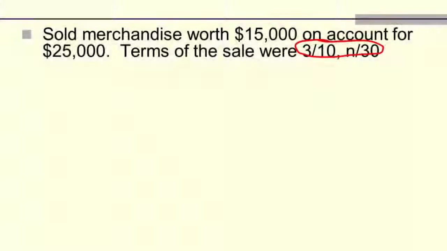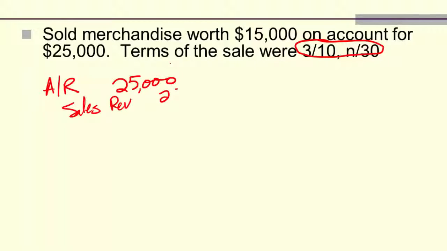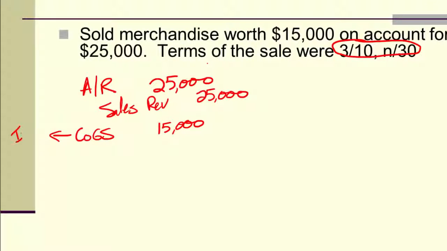This one is pretty straightforward. We're going to debit accounts receivable for $25,000 because that's what they owe us. And we're going to record sales revenue for $25,000. Now, if this is a periodic inventory system, we're going to stop there. If it's perpetual, we're going to go on. We're going to record cost of goods sold for $15,000. That's an expense account. You could also call this inventory expense. Nobody does, but that's technically what it is. And then we're going to credit inventory.